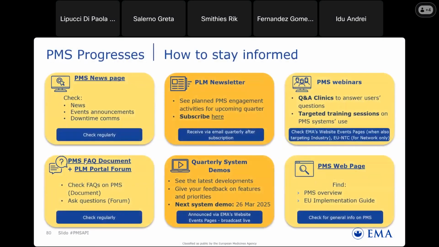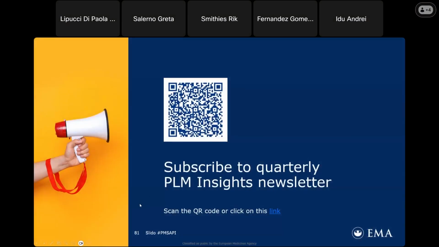Last but not least, these are all ways that you can stay informed. We have the PMS new webpage, newsletter, webinars, as I was saying, a lot of documents. I know it's cumbersome and might be complex to go through them all, but this is really where you can find most of the answers. Quarterly system demo, as I was saying, and the PMS webpage, usually always updated. Then, if you want, please subscribe to the quarterly PLM Inside newsletter. This is a tool that we use to share and keep the audience up to date with the latest changes and progress with PMS and the overall PLM product lifecycle management value stream.